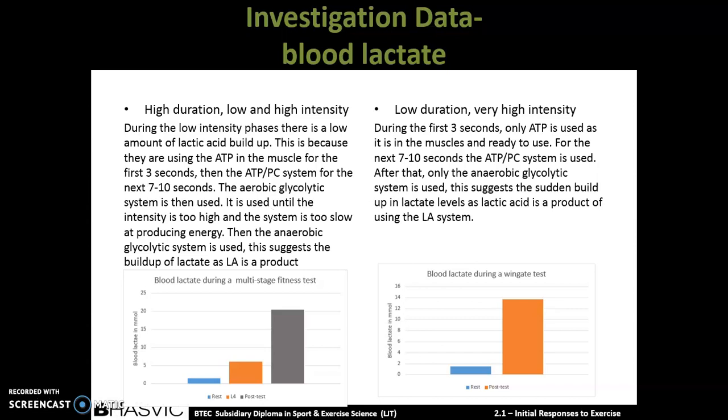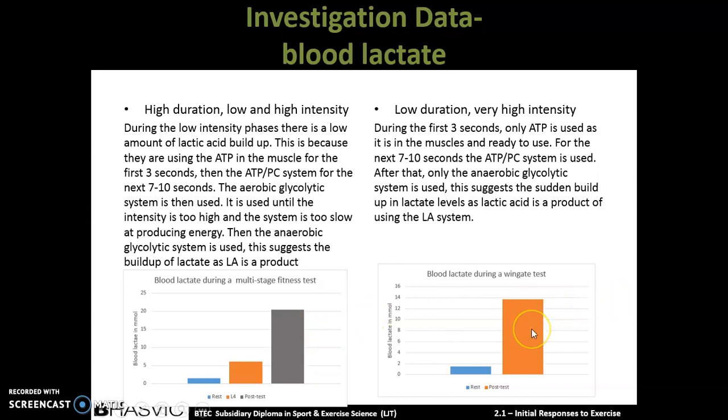glycolytic system will be used until the intensity is too high and the system is too slow at producing energy. At this stage, the intensity is very high, so the lactic acid / glycolytic system is used. This would then suggest, as the post-test score is very high, that the lactic acid system would have been used, as there's a byproduct of lactic acid which would suggest the buildup of lactate during the multi-stage fitness test.